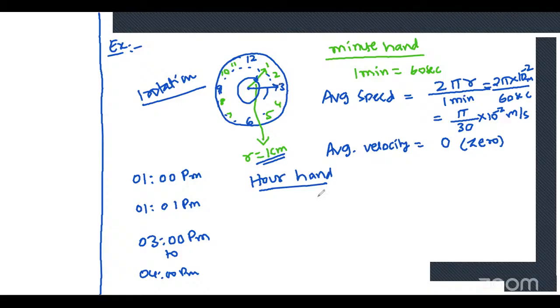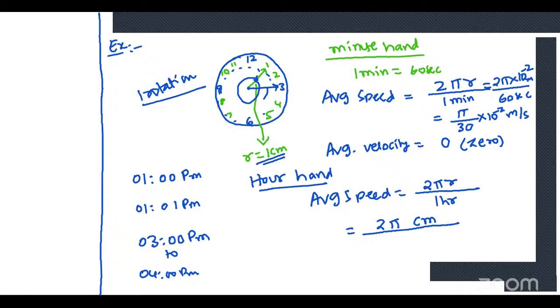That means average speed equals 2 pi r, same, by time, which means 1 hour. So 2 pi centimeters by 1 hour, which means 60 minutes, and 1 minute equals 60 seconds. Is it fine?